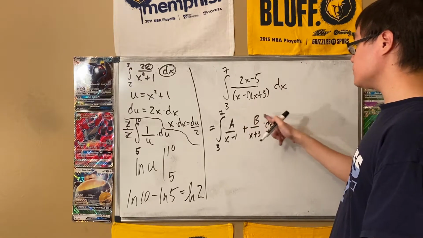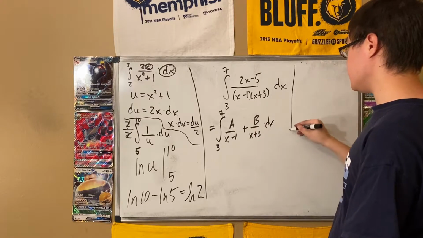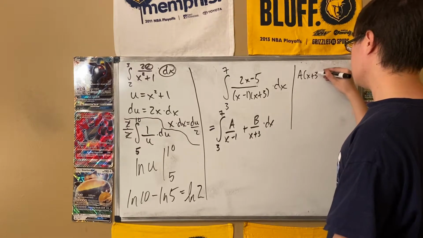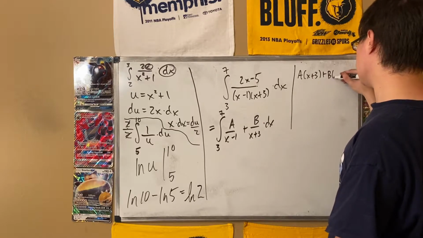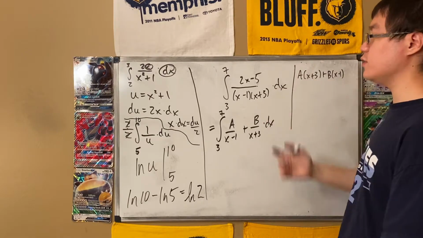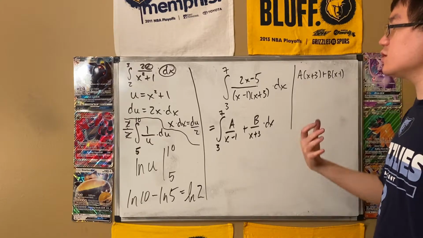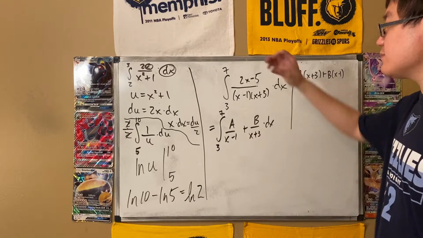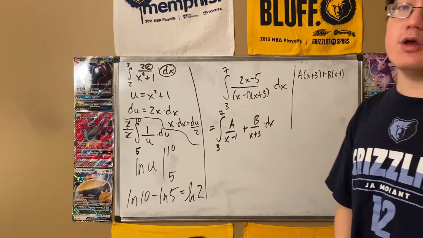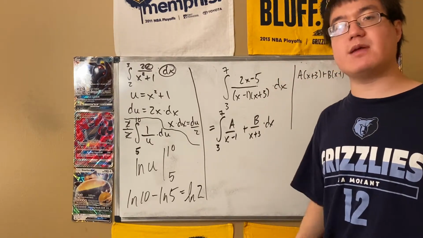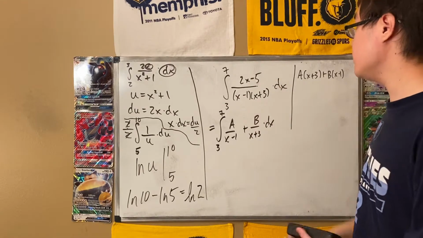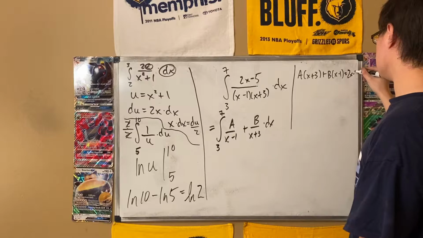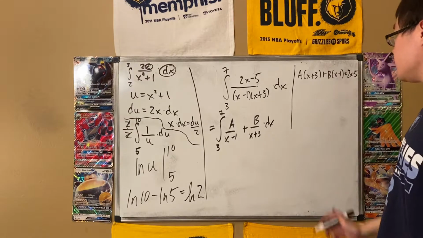What you do is you cross multiply. So in this case, what we're going to get is a times x plus 3 plus b times x minus 1. And we set it equal to the original numerator. Keep in mind that sometimes the numerator is just a single number, that's fine. Sometimes it's just an x, that's fine. Sometimes it's just dx, and if the original numerator is just dx, keep in mind that is equal to 1. But in this case, it's pretty obvious. It's 2x minus 5.